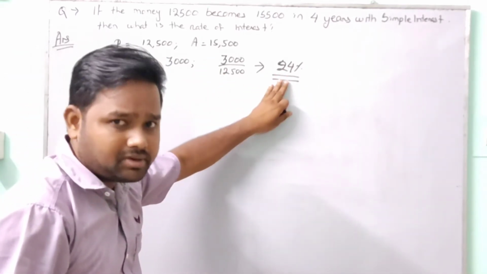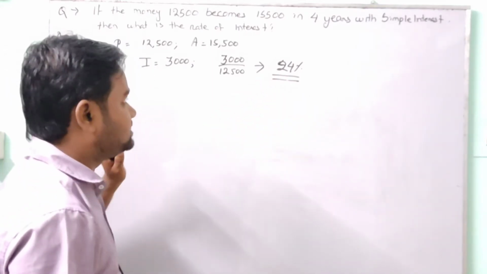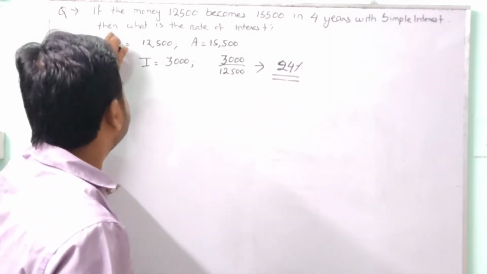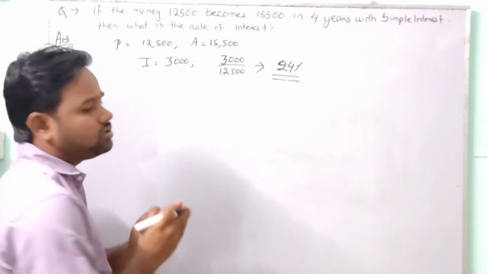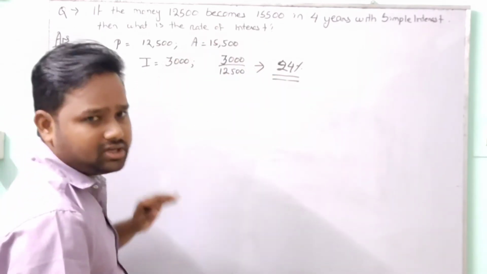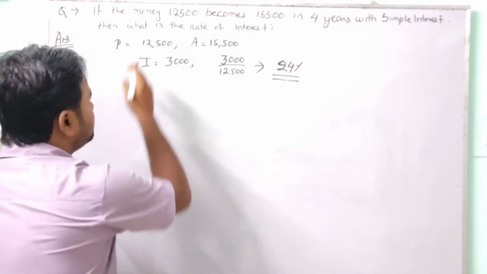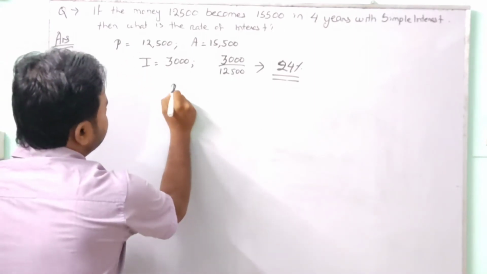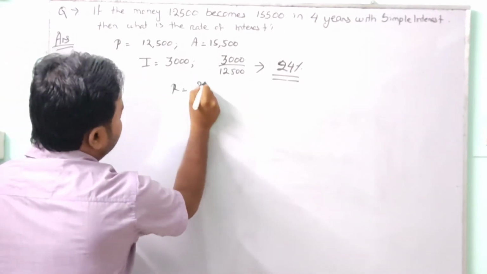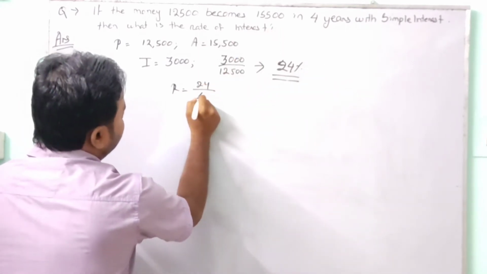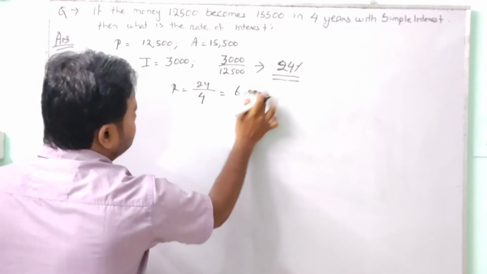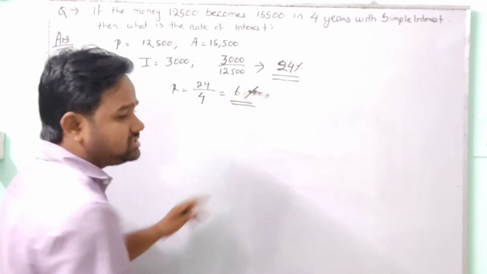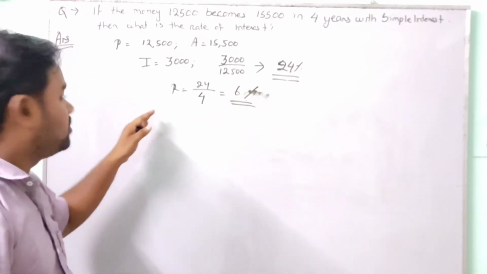So with this percentage of interest, next I have to calculate the rate of interest. I know that the interest in percentage is equal to the multiplication of time and rate of interest. Here the time is 4 years, so the rate of interest will be 24 divided by 4, which is 6 percent. So the rate of interest is 6 percent. Okay, let's go to the next question.